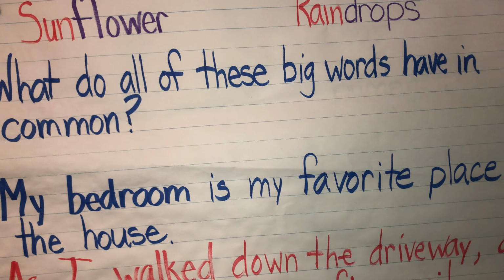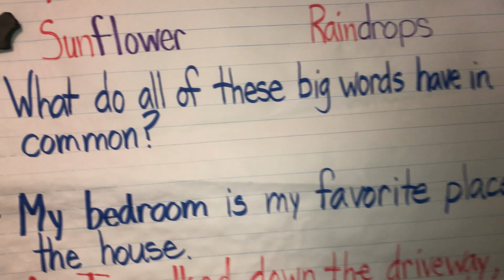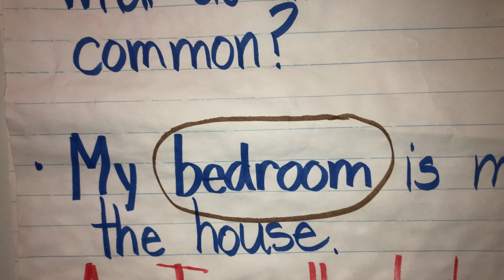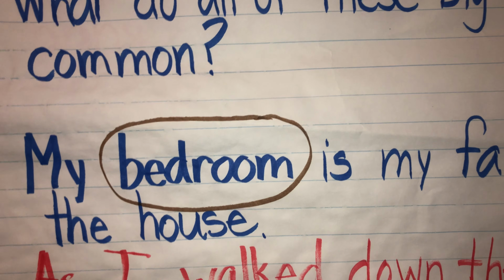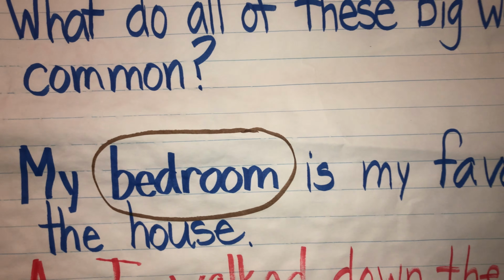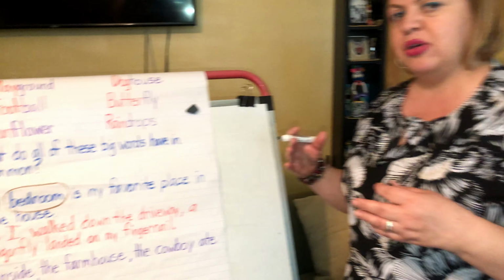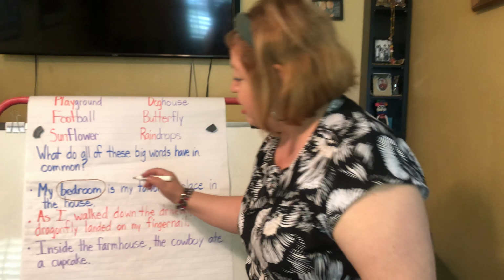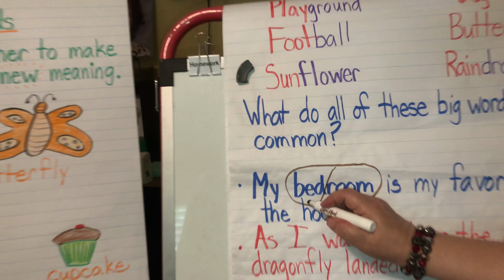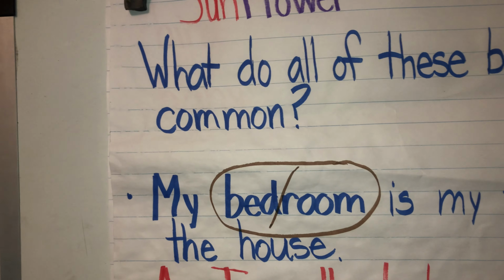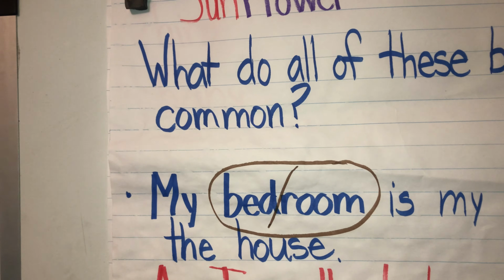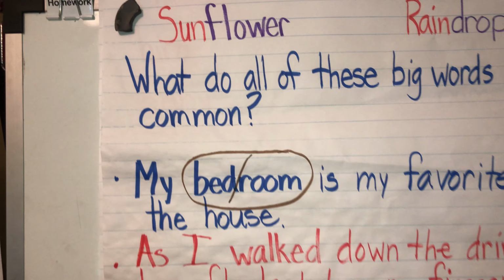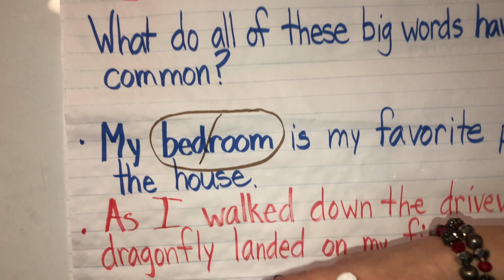If you said bedroom, then you are correct. Bedroom is a compound word. Now I want you to think more about the word bedroom. Which two words do we put together to make the compound word bedroom? If you said bed and room, then you are correct. Bed and room come together to form the compound word bedroom. Let's look at the second sentence.